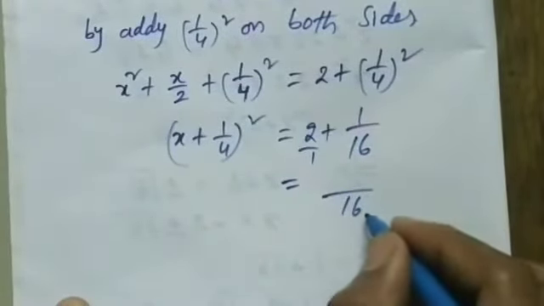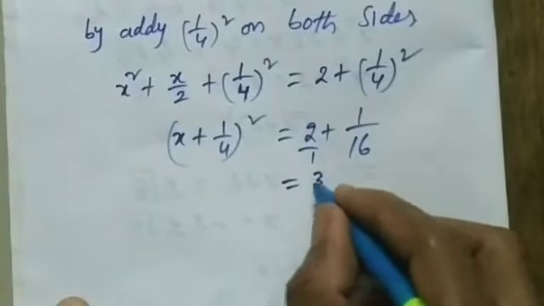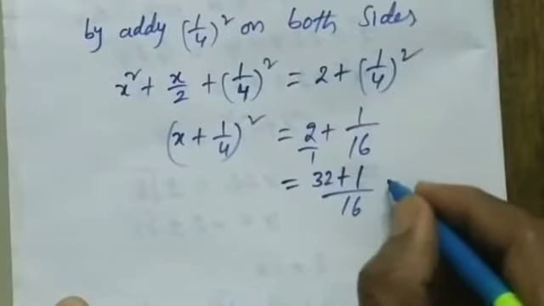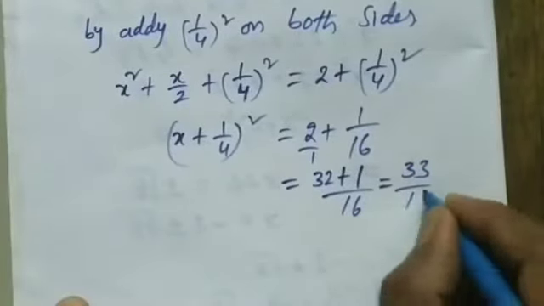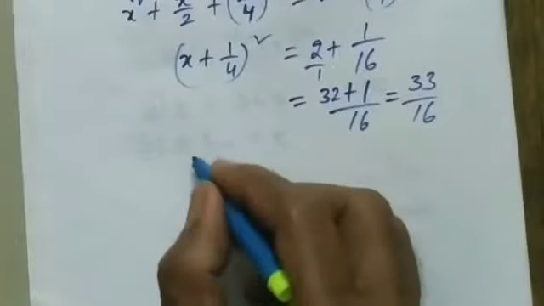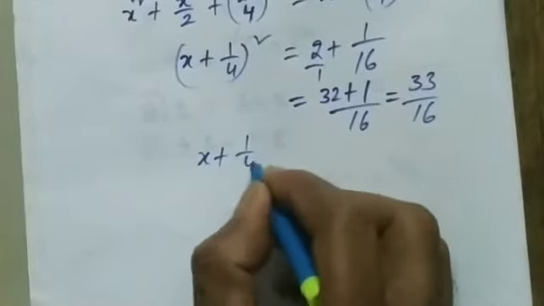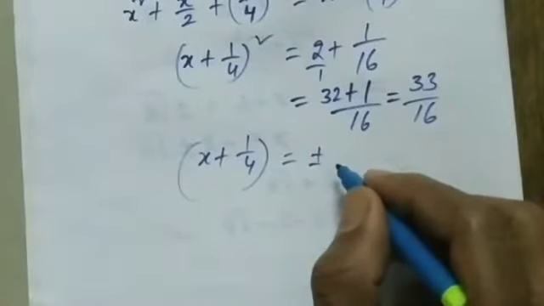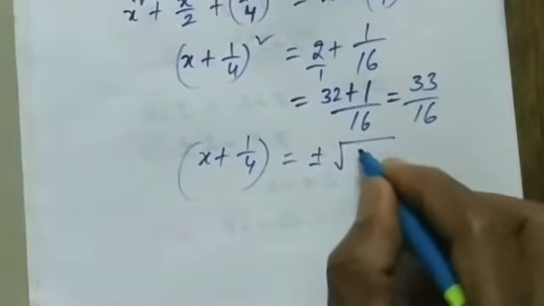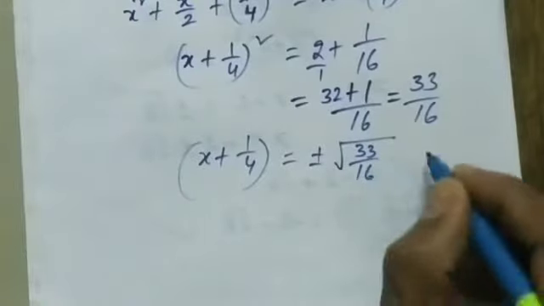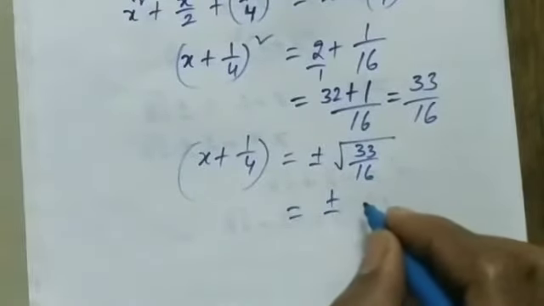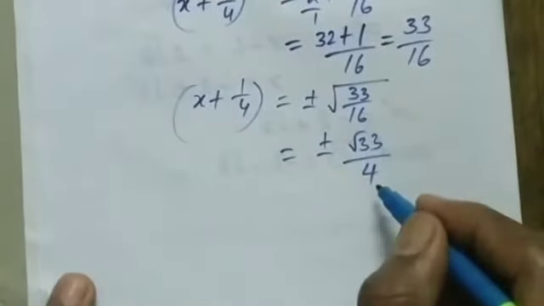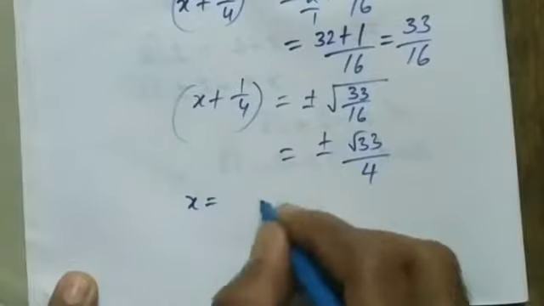On taking the LCM, 16 is the LCM: 1 16s are 16, 2 16s are 32, plus 16 1s are 16, plus 1, gives 33 by 16. So on removing the square, you get plus or minus root of 33 by 16. Root 33 by 16 gives plus or minus root 33 by 4, so root 16 equal to 4. I have removed the square also for the 4.